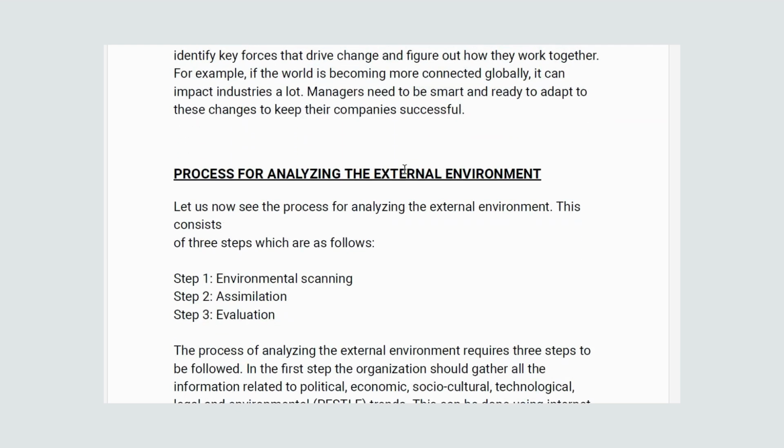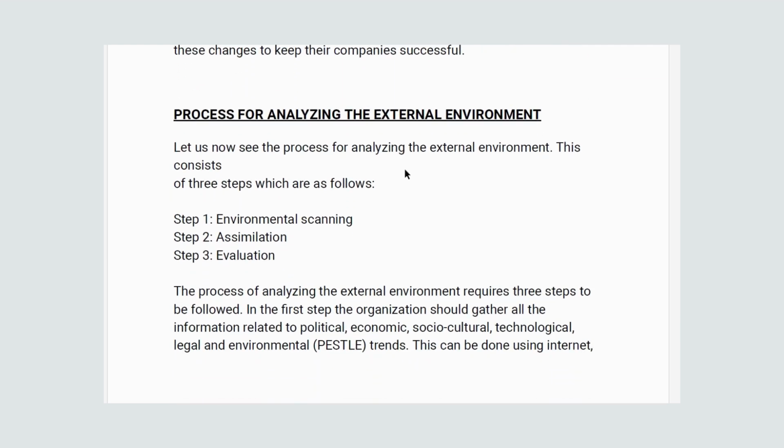Now, the process for analyzing the external environment: how can companies analyze an external environment? This process consists of 3 steps: environmental scanning, then assimilation, and then evaluation. The process of analyzing the external environment requires 3 steps. In the first step, the organization should gather all the information related to the political, economic, socio-cultural, technological, legal, and environmental trends.